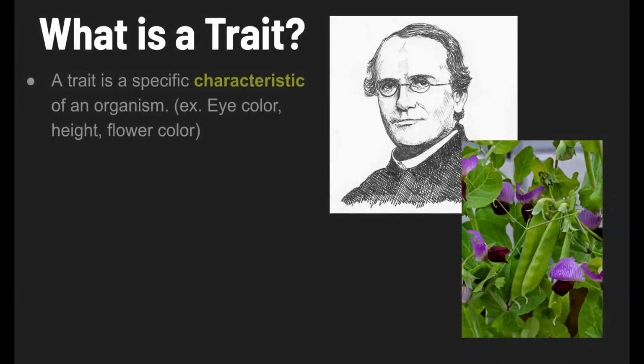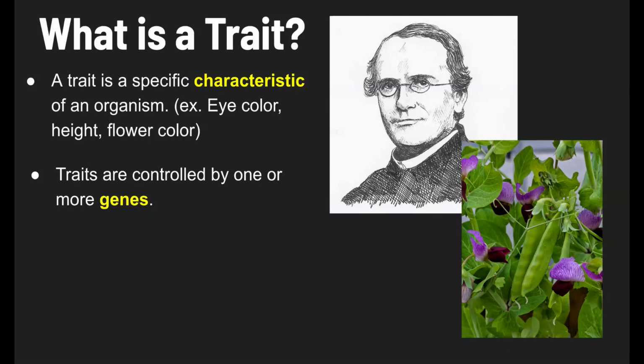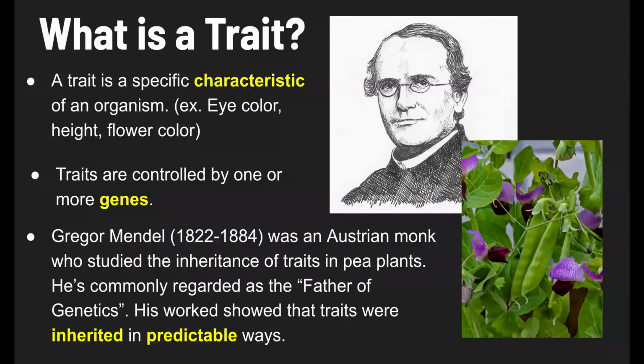First, what is a trait? A trait is a specific characteristic of an organism. This would be things like the organism's eye color or height or flower color. And traits are controlled by one or more genes.